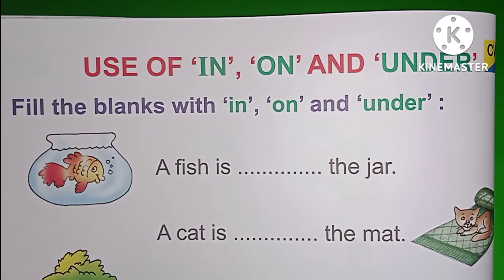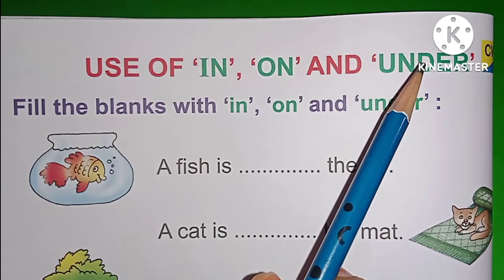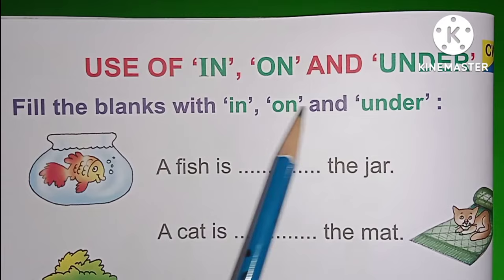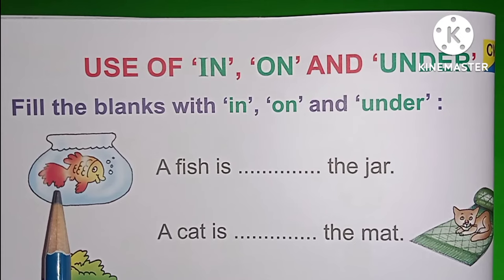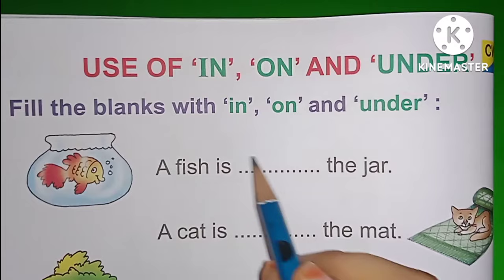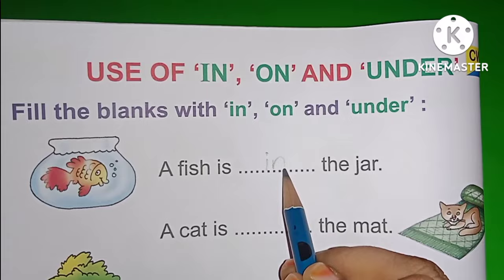Today we are going to see the use of in, on, under. Look here, fill the blanks with in, on, and under. Let's see the question. A fish is dash the jar. Look at the picture. Where is the fish? A fish is in the jar. Here we use in. I-N, in. A fish is in the jar.